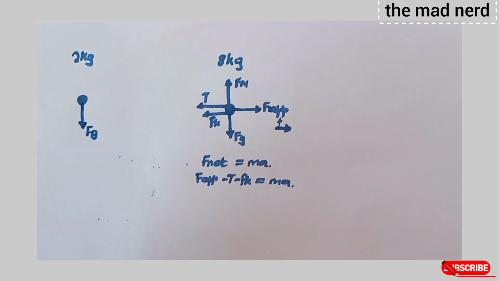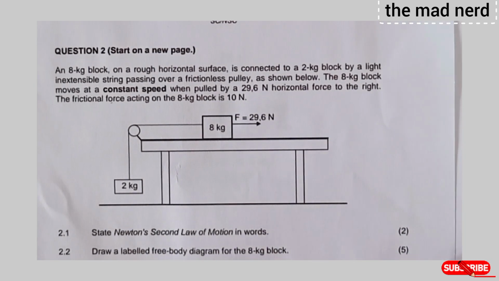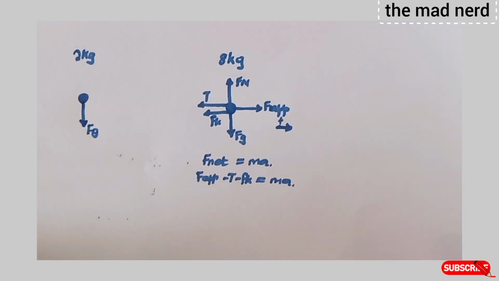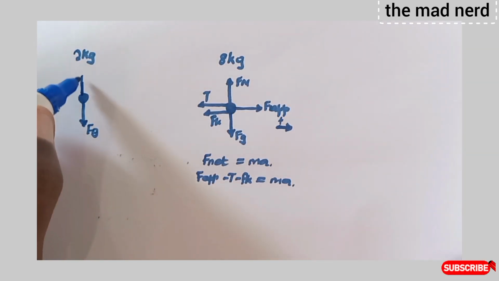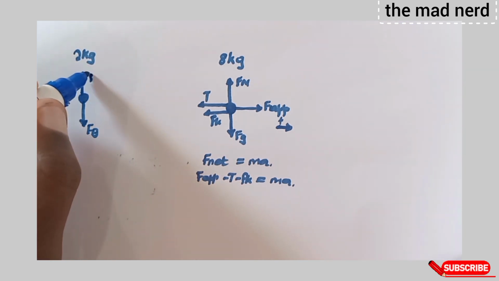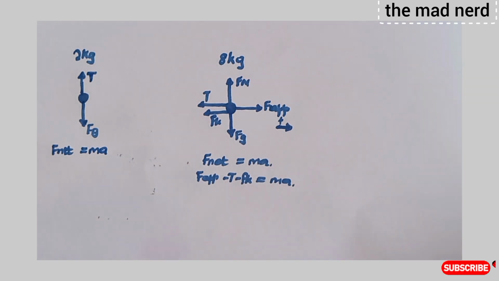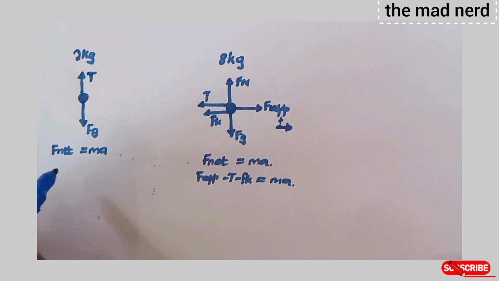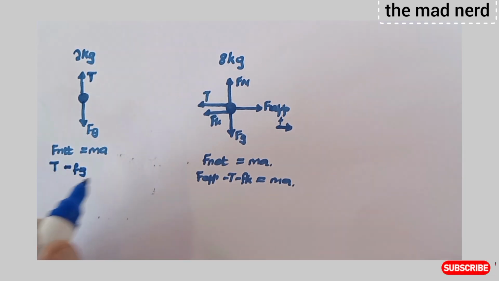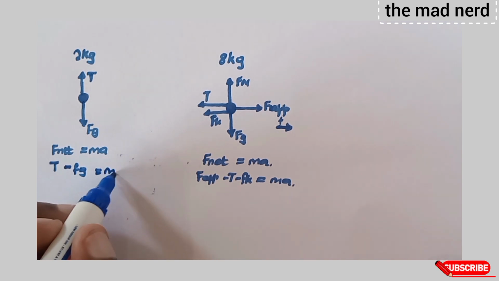Let's look at them, Fg, and then we also have the tension there. So this is our free body diagram for the 2 kg block. We have the tension over here, and then let's look at Newton's second law: F net is equal to ma. The direction to the right is positive, so our T should be positive, and our Fg should be negative. And then we have the ma.